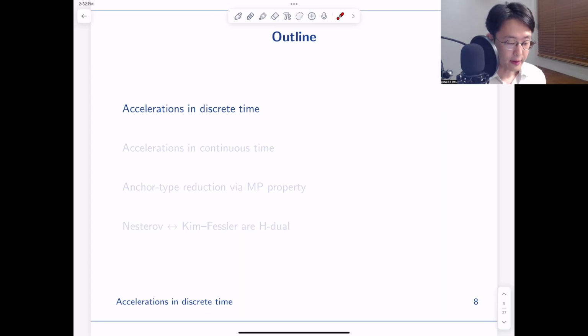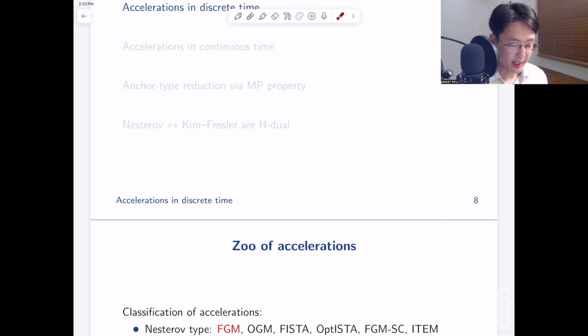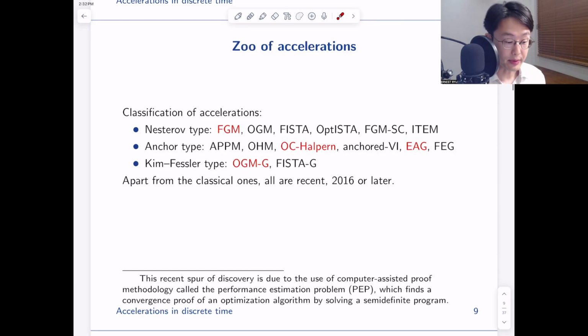Okay, so now let's talk about accelerations in discrete time. I'll show you some examples. So here's a list of accelerated methods, and here I've roughly classified them. There's the Nesterov type, there's the anchor type, there's the Kim-Fessler type, and these are all actually quite recent. So the theory of first-order convex optimization is, of course, a very classical field, but most of these algorithms are pretty recent, 2016 or later.